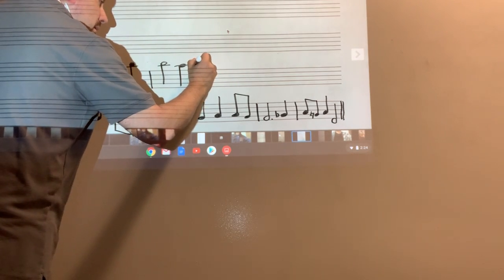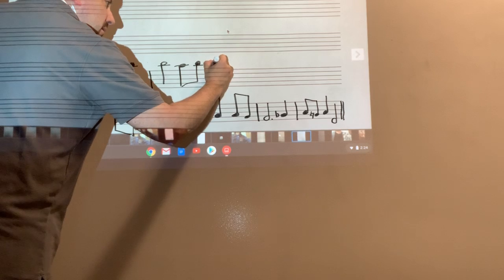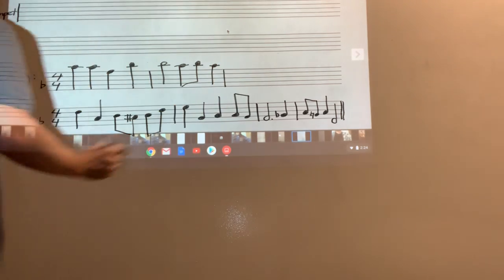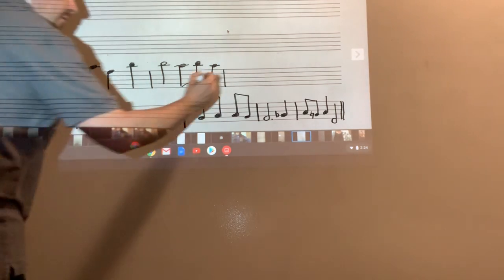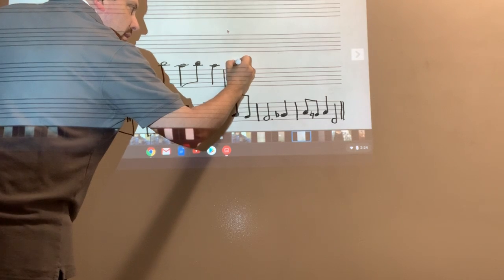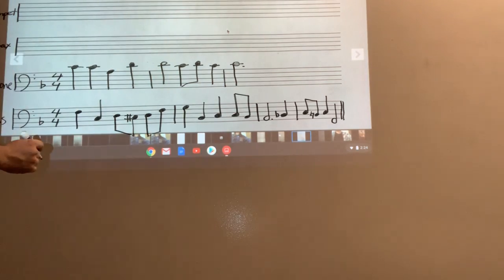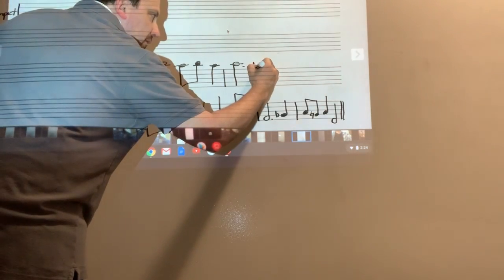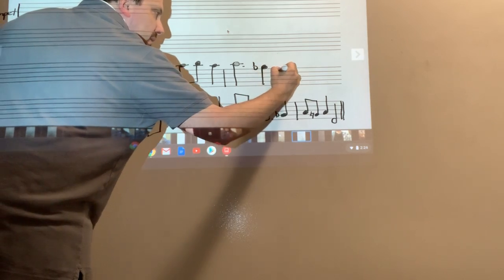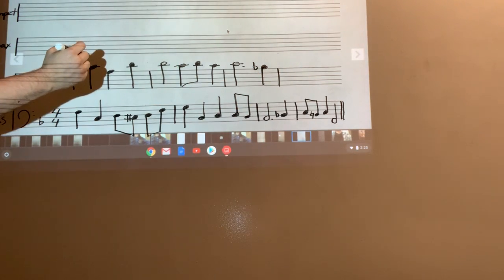then you have C, D, C, C for the next measure. And then you have a half note C, followed by a quarter note B flat, and the last measure has A, G, and F.